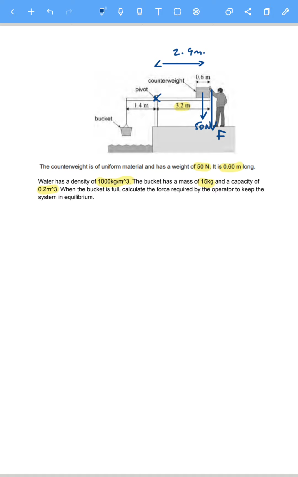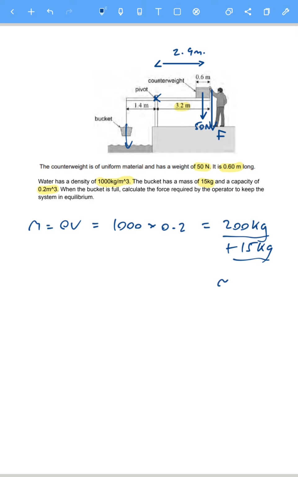The second part of this question that's really important is that we need to find the weight of this bucket. So there's a couple of things here. We've got this amount of water. So we've got 0.2 cubic meters of water, which is quite a lot. So basically mass is equal to density times volume. So the density is 1,000 kilograms per cubic meter multiplied by 0.2 cubic meters. So that gives us a mass of 200 kilograms of water in that bucket. And then we've got to add the 15 kilograms of the bucket. So 200 plus 15 gives us a total mass on the left-hand side of 215 kilograms.